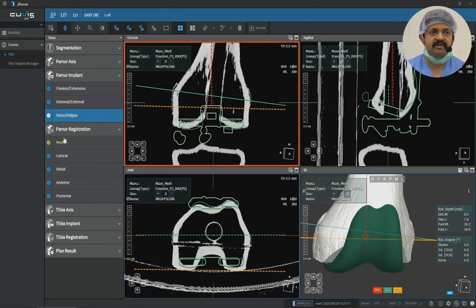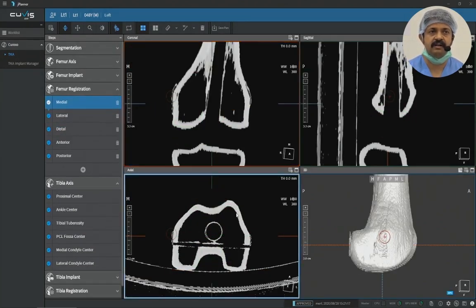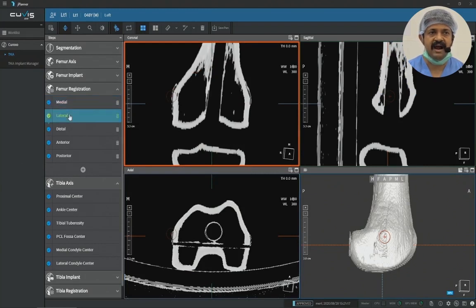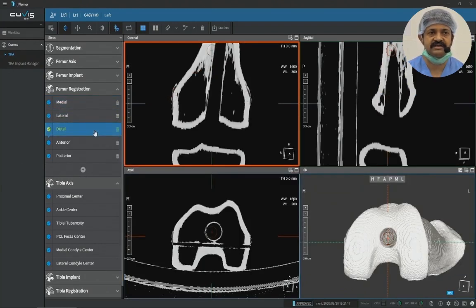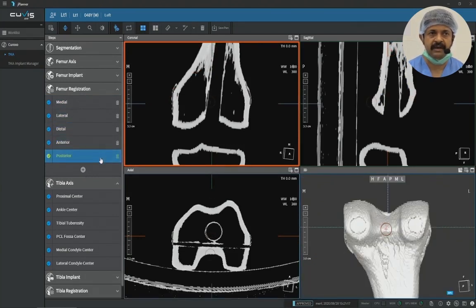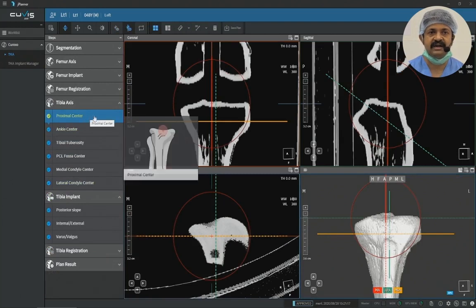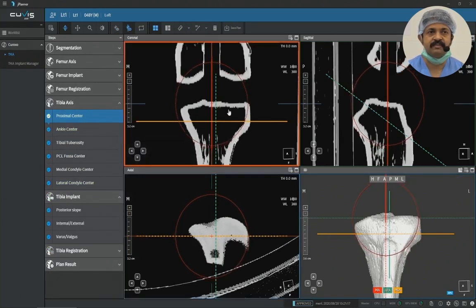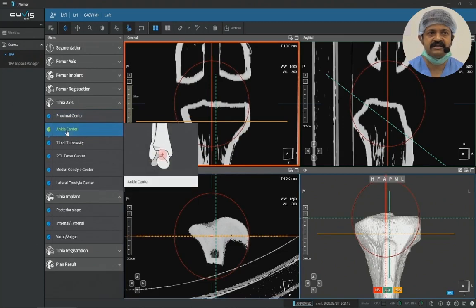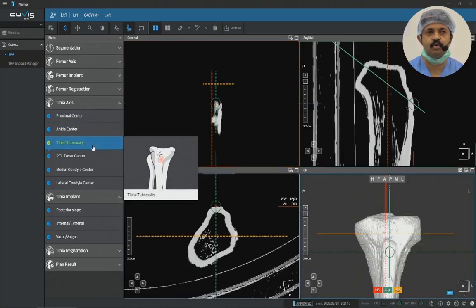Post that, we need to define the femur registration. To achieve this, the first step is to check the medial, and then go to the lateral point, and then go to the distal, anterior and posterior points on the femur. That completes the femur registration. Then we go to the next step, which is the TBL axis. In that, we take the proximal center, then we come to the ankle center, and then of course we identify the tibial tuberosity.